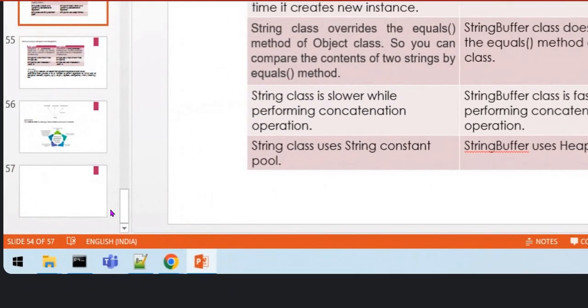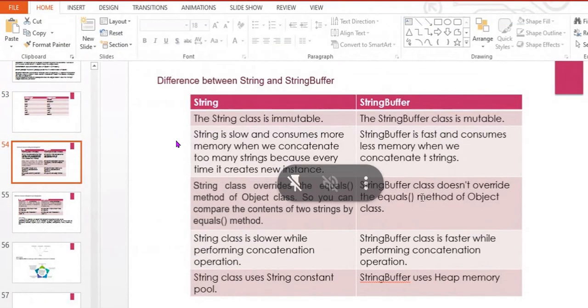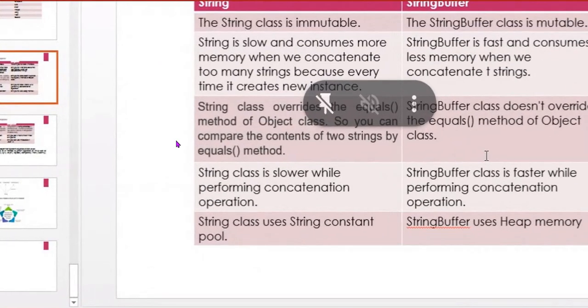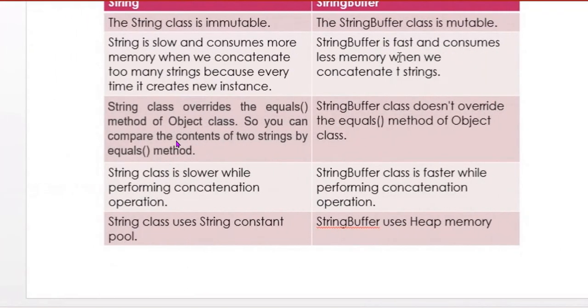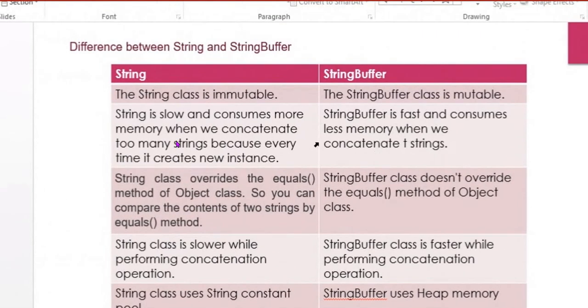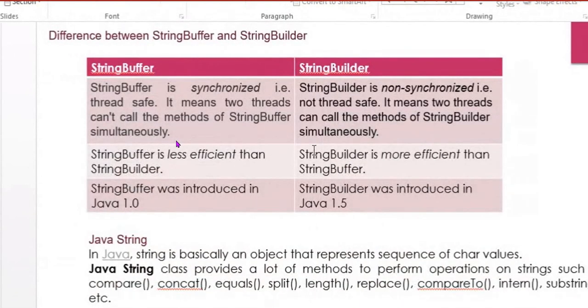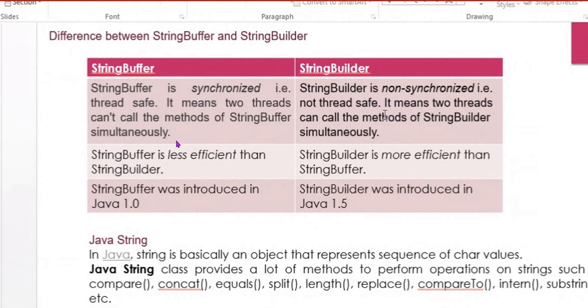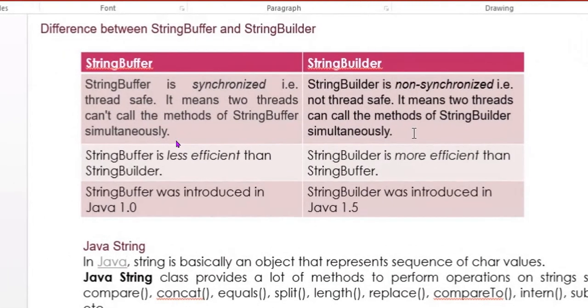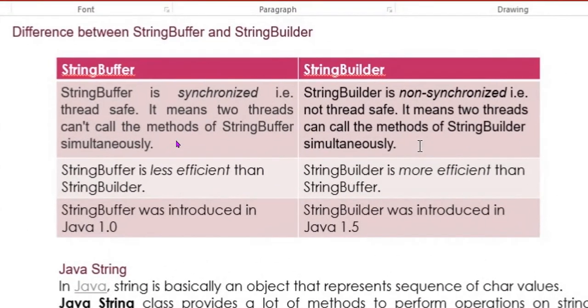But sorry, am I wrong with this one, sir? I have written here, maybe wrong. String and string buffer. Here it is saying it means two threads can call the methods of string buffer simultaneously. Does it mean that, as you said, two we can use at a time, right, sir?